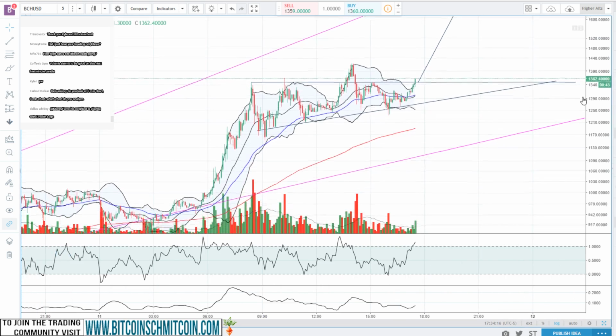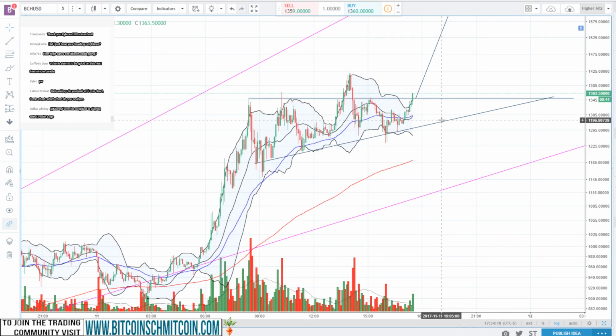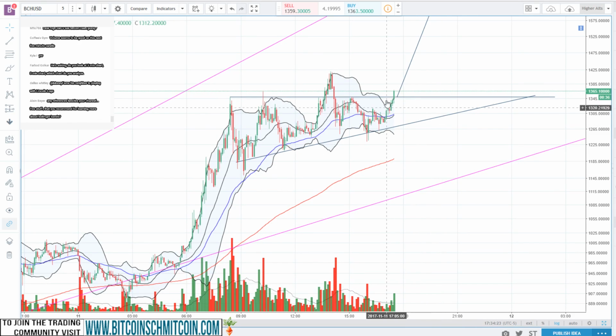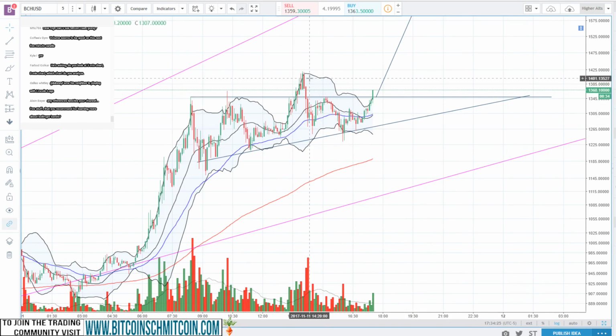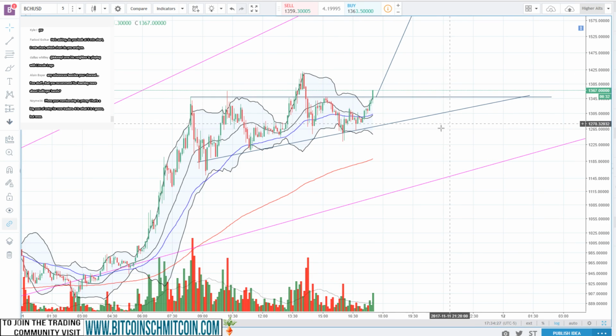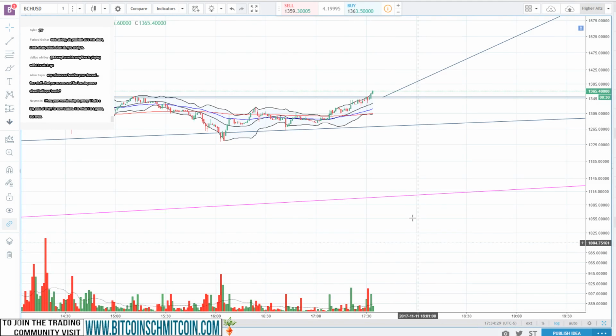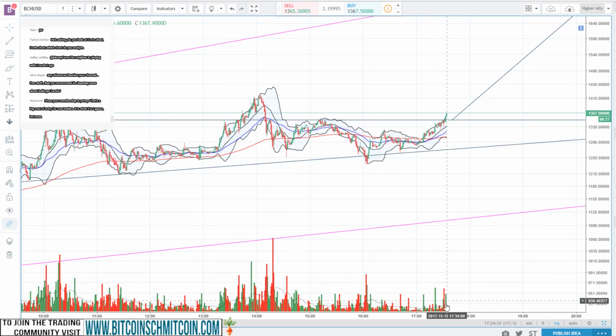If I weren't in a position, I would be looking to enter a position here, because you can see it's just going. It's about to test the previous all-time high. And on the 1-minute, volume is looking pretty solid here.